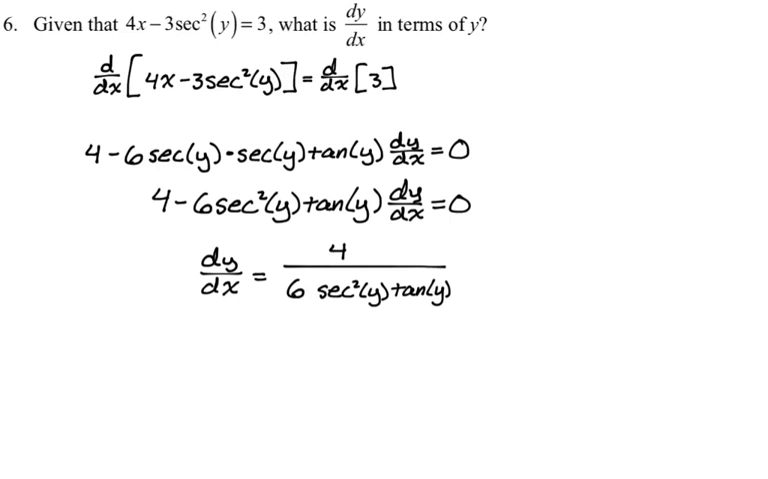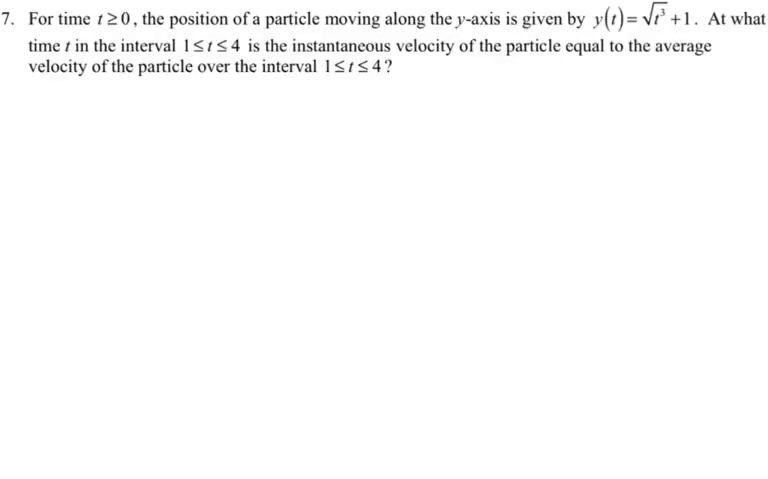I think an answer choice might use sines and cosines. So secant is 1 over cosine, tangent is sine over cosine. So there's actually a lot of cosines here. Another way of writing this is 2 cosine cubed of y over 3 sine of y. So who knows what the answer choice will look like. Definitely 4/6 would be reduced. I don't know, they might leave secants and tans. Hard to say. All right, let's look at the next one.